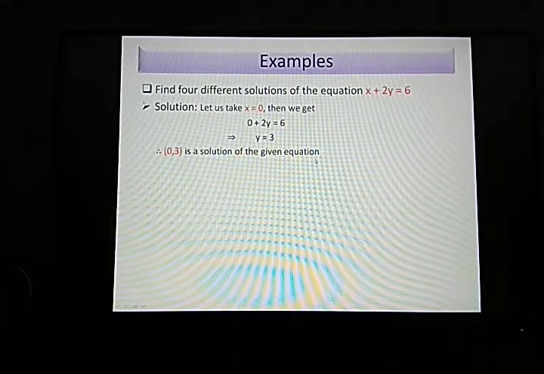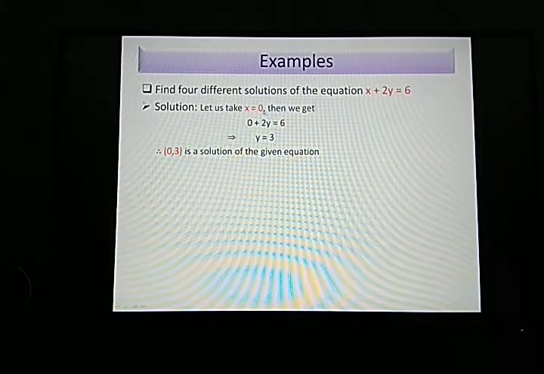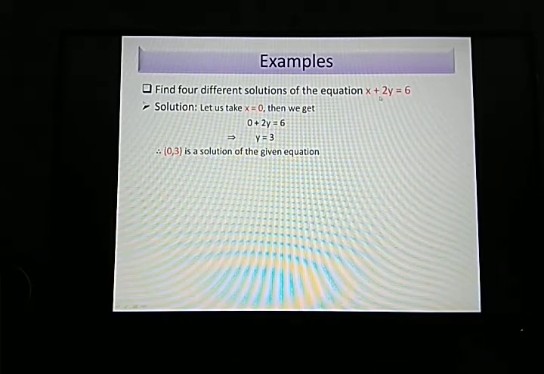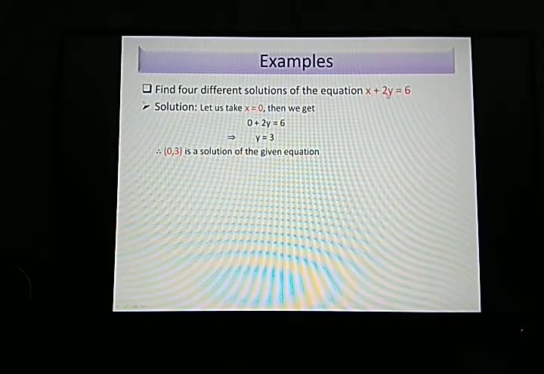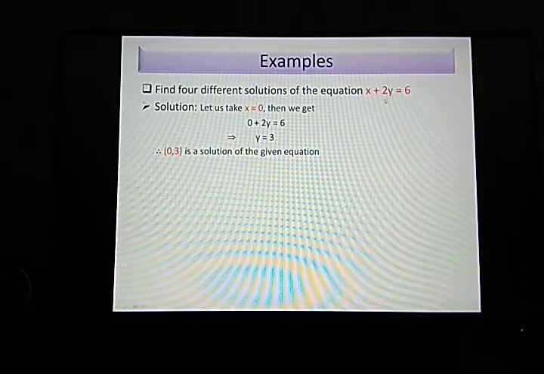Now you might be wondering how. If you substitute x equal to 0 and y equal to 3 into the equation, since the x term is completely 0, it doesn't cause any problem. 2 into 3 will give you 6. So the left hand side and right hand side are equal. Since it satisfies the equation, it is a solution. Clear?